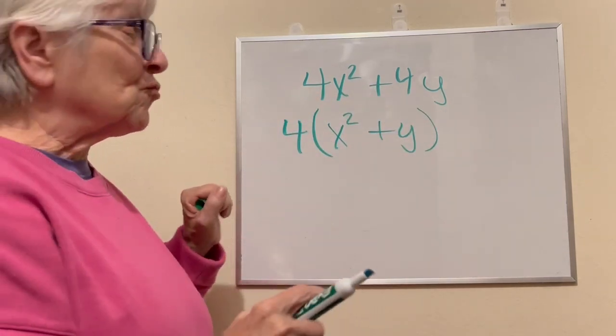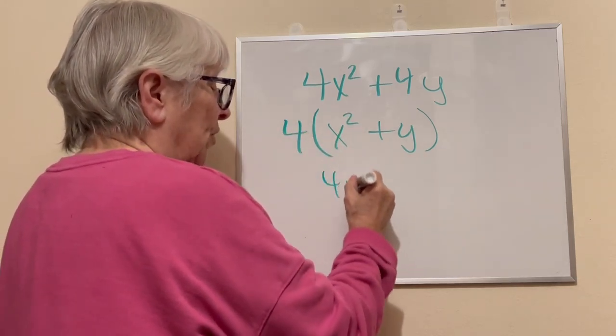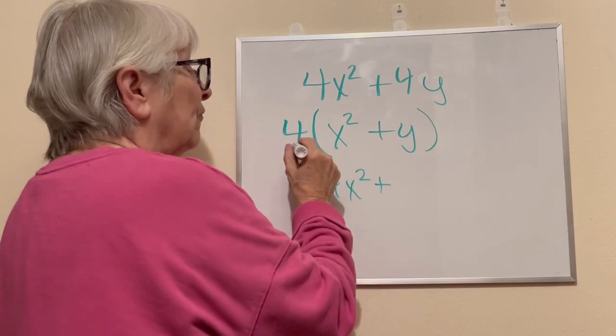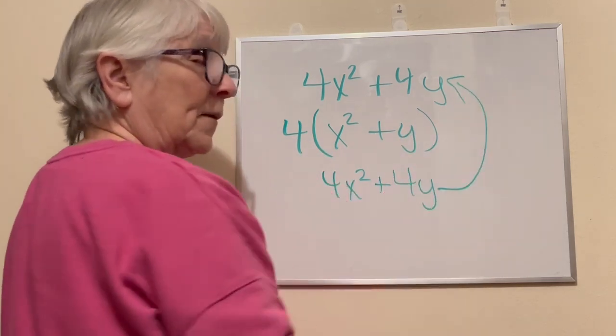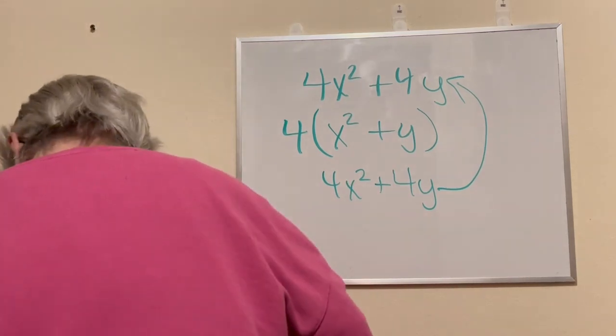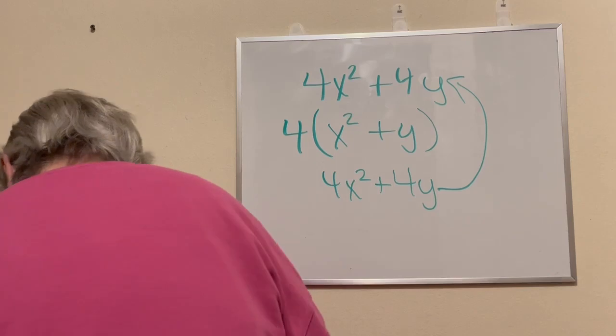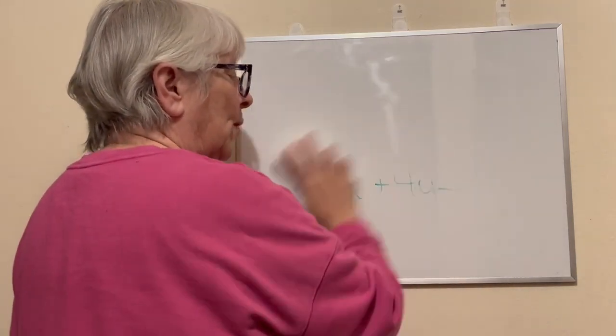I can find out if it's right if I multiply. 4 times x squared is 4x squared. 4 times y is 4y. And it comes right back to the beginning. Okay, that's one.